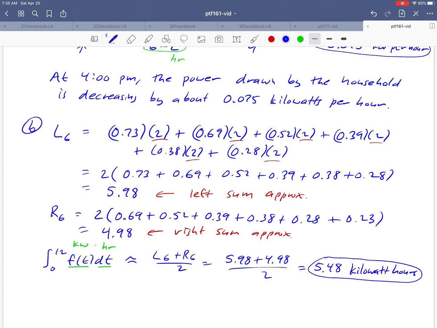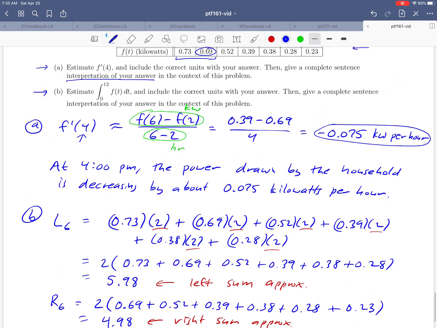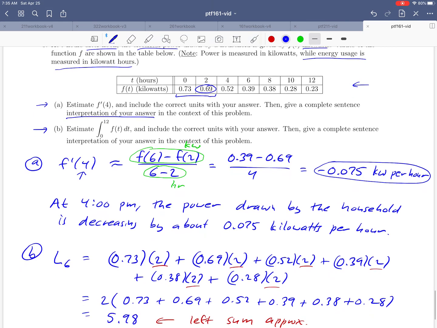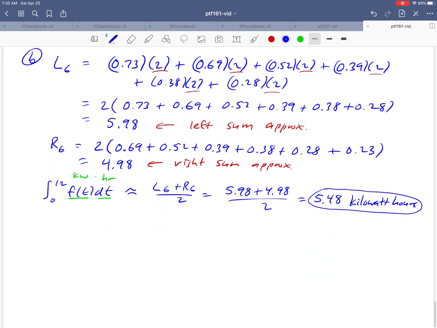If you've ever looked at your electric bill, you might have seen kilowatt hours. That's what you actually pay for. At the beginning of the problem, they mentioned, let's scroll up and see if we can find it, that energy usage is measured in units of kilowatt hours. That gives us a way of explaining this calculation. What we have just estimated is energy usage over a 12-hour period of time. That's what the limits of integration are telling us.